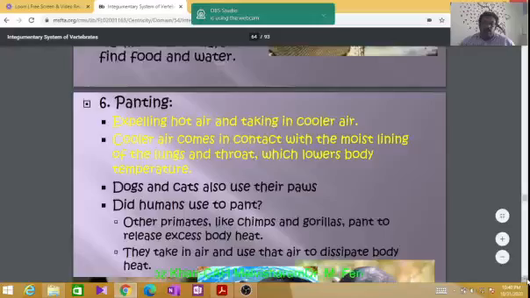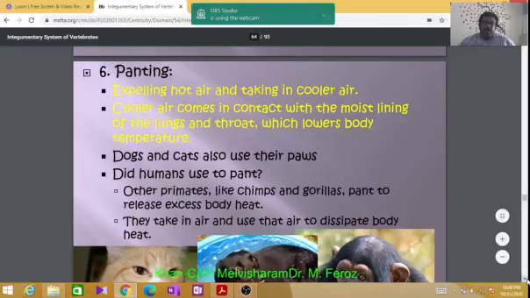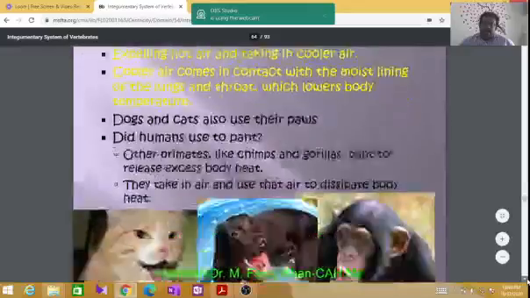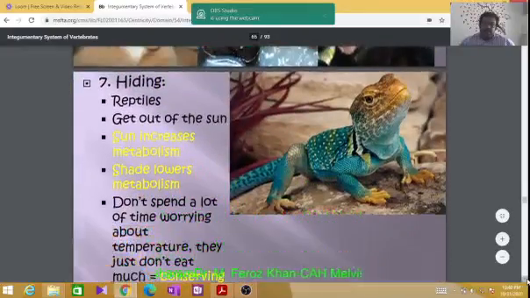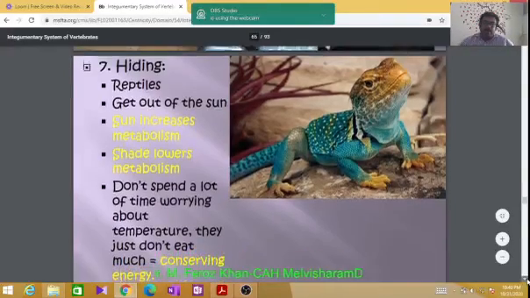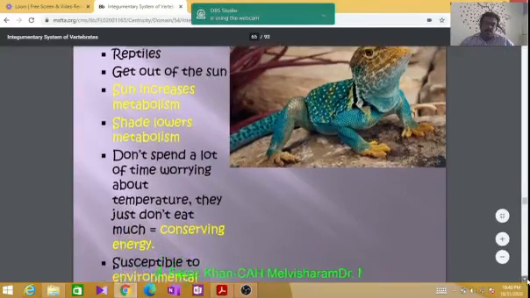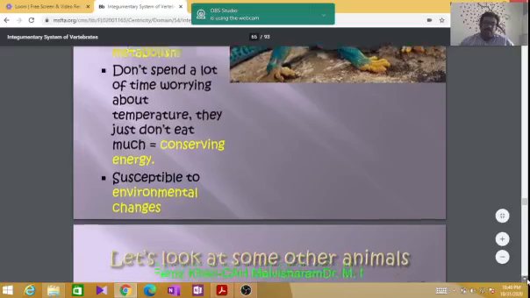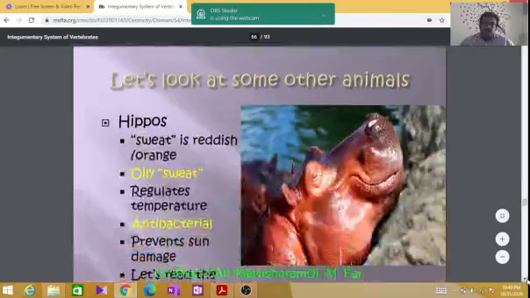Panting. What is panting? Expelling hot air and taking in cool air. For example, cats, dogs, and monkeys pant. It's a type of adaptation. Fiddling. They get out of the sun. The sun increases the metabolism. Shadow lowers the metabolism. So this is a mechanism of conserving energy.